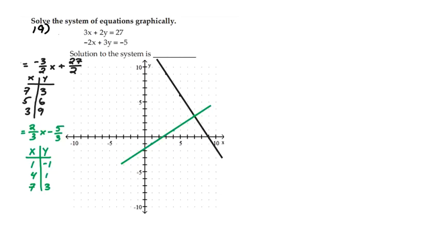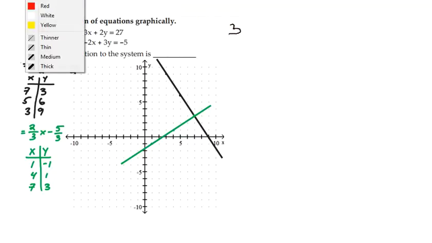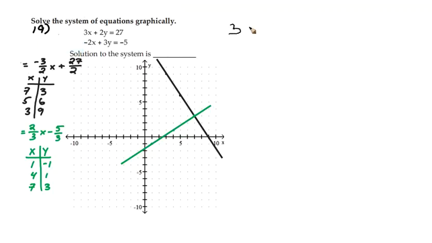This is a tough one to solve. There won't be anything like this on the test. But really, if you ever have a problem like this, the easiest thing to do is to go ahead and solve this using another method.